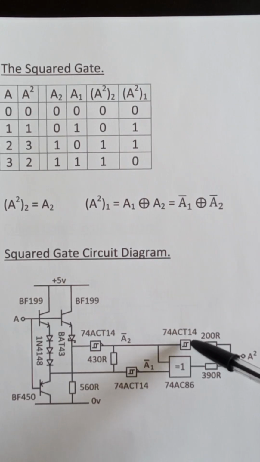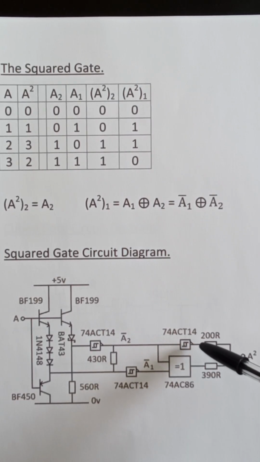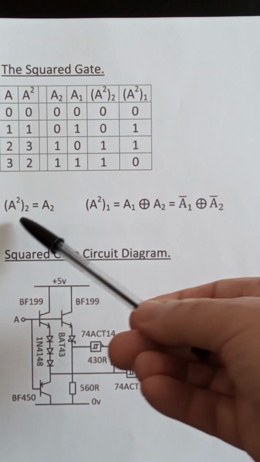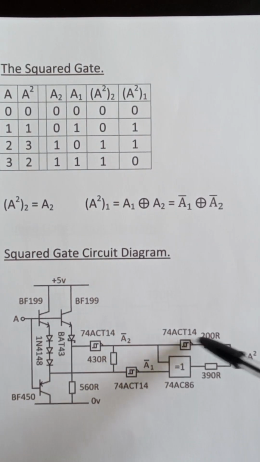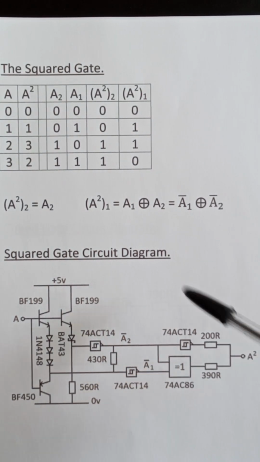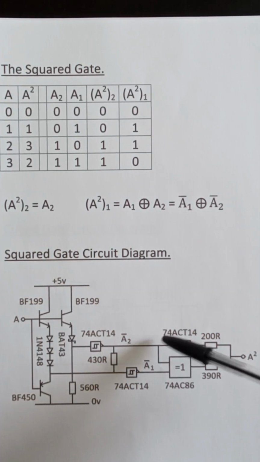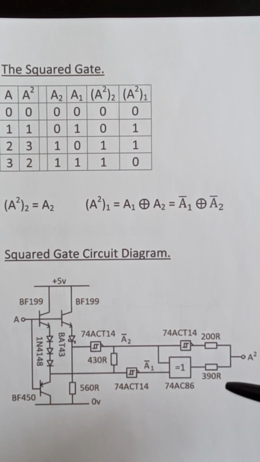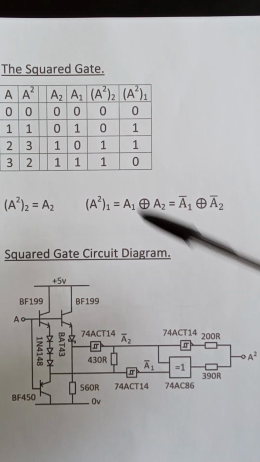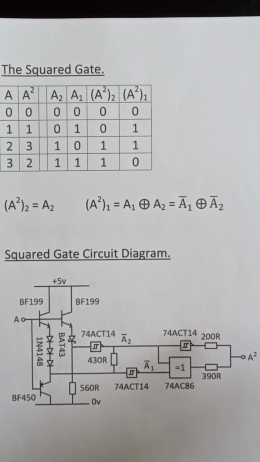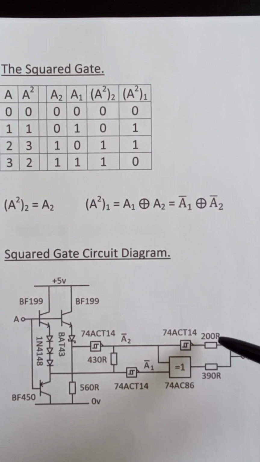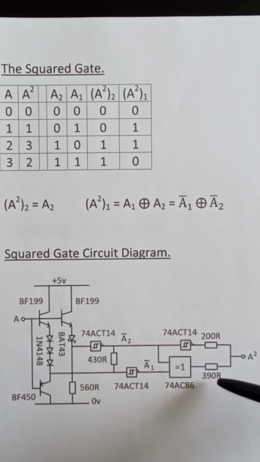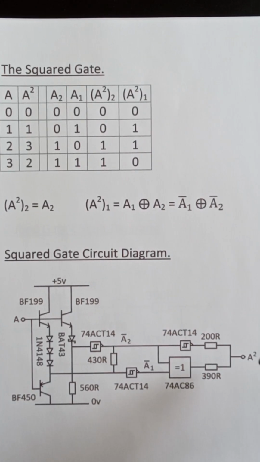So it's inverted there to give an A2 output. This is not A squared 2 equals A2. This would be not A squared 2 output, and not A squared 1 output is not A1 exclusive OR not A2. This is an exclusive OR gate. So this would be A squared 1, that output, and again converting the binary into quaternary. You've got a 200 ohm resistor there, and a 390 ohm resistor there, and this is the output A squared.